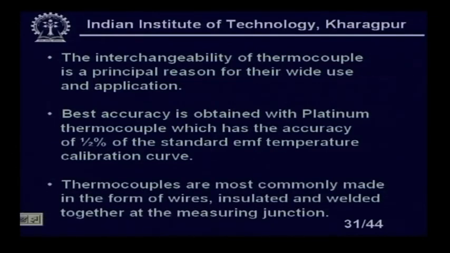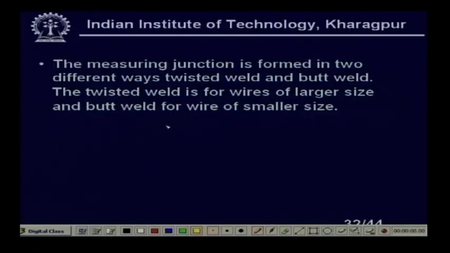Thermocouples are most commonly made in the form of wires, insulated and welded together at the measuring junction, as I told you. There are two types of weld, a twisted weld and a butt weld. What is that? You see here that you have a twisted weld, which means you will get a wire, you will get a wire. Now, this portion is welded, this is a twisted weld.